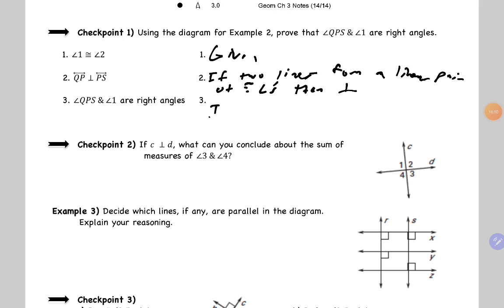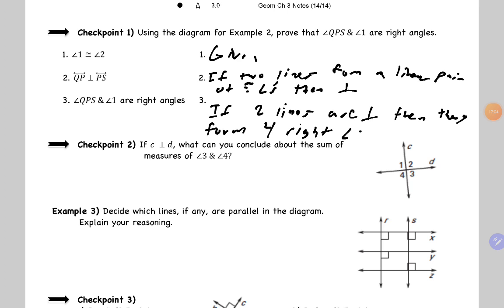If 2 lines are perpendicular, then they form right angles. And they form 4 right angles. Checkpoint 2. If C is perpendicular to D, what can you conclude about the sum of measures 3 and 4? They add up to 180, because all of those are 90 degrees, so they add up to 180.